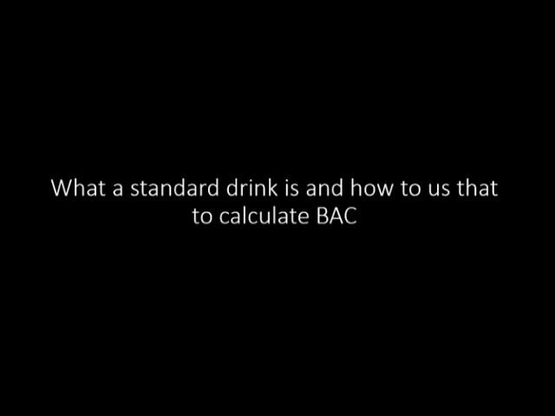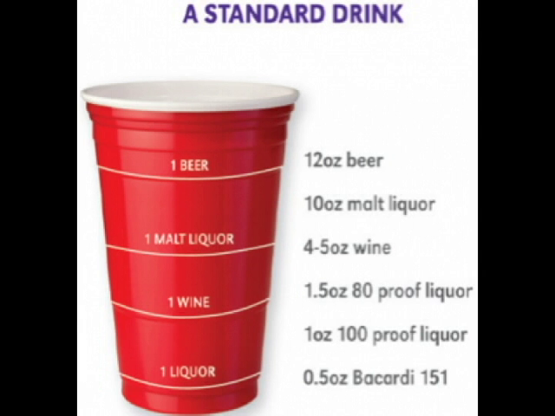Now we're going to talk about what a standard drink is and how to use that to help calculate your BAC. A standard drink is 12 ounces of beer, 10 ounces of malt liquor, 4 to 5 ounces of wine, 1.5 ounces of 80 proof liquor, or 1 ounce of 100 proof liquor.